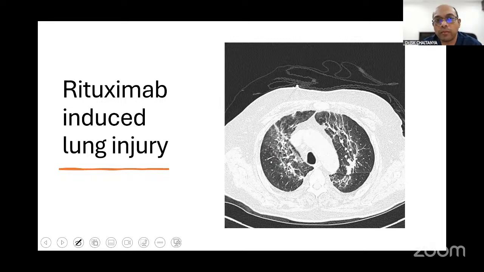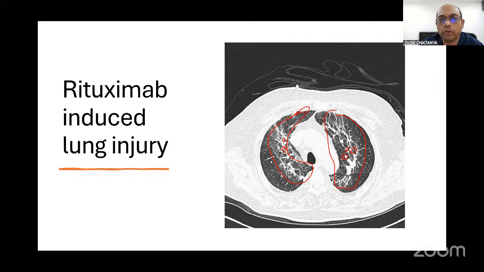And from a clinical pharmacist's perspective, I added 2 or 3 more slides, which you might find interesting. So this is one CT where we are seeing reticular opacities diffusely, bilaterally, a little towards the hilum. You can see a nodular pattern as well with some ground glassing. This is a case of rituximab-induced lung injury.